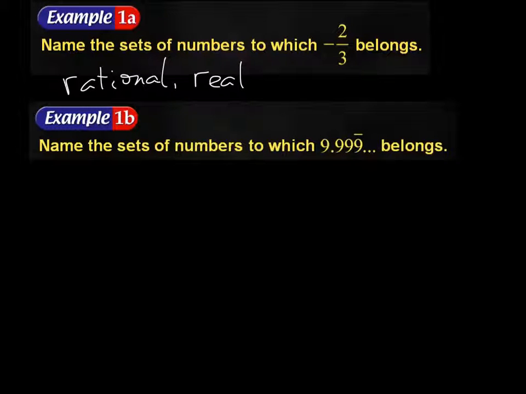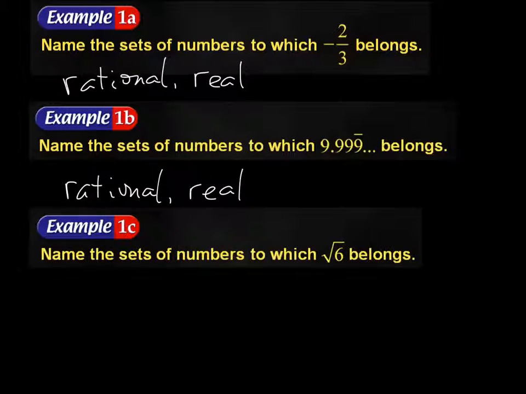Again, 9.9 repeating could be written as a ratio, so it's going to be rational and real. There is something that is not a real number. It's called an imaginary number that we'll get to later. The square root of 6 does not come out even, so that one's going to be irrational. And once again, these are all subsets of real numbers. You could graph it on a number line.